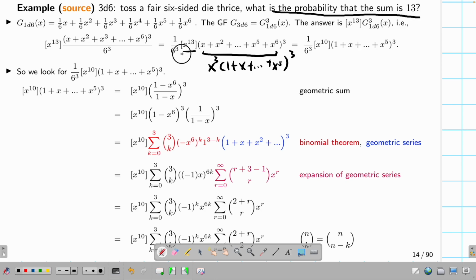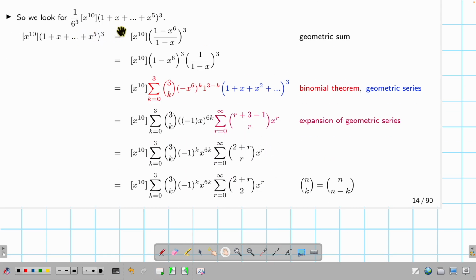So that means if I want to have the x^13 power of this whole thing, it's the same as I ignore this guy, but I ask for the x power 10. So that means we are now looking for the coefficient of this expression. So what is this thing for x^10?